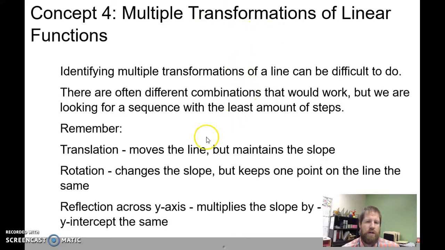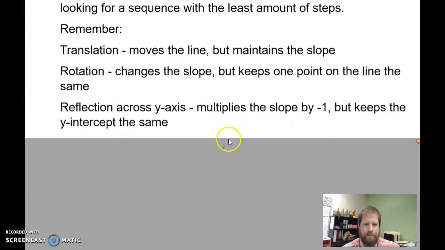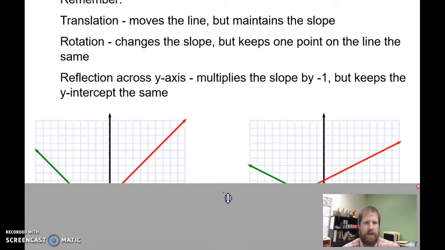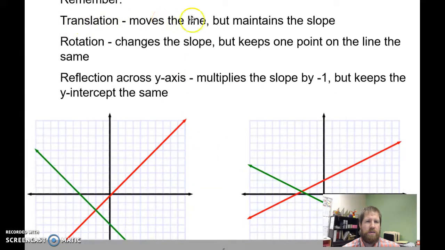Your job is going to be to work backwards and figure out what sequence and what transformations happened to get that line to move. When you're doing this, it's best to keep in mind that a translation is really the only way to move the line around, but it keeps the slope the same. A rotation will change the slope, but it'll keep one point on the line the same. It might be rotating around this point to change the slope, but that point will stay the same.